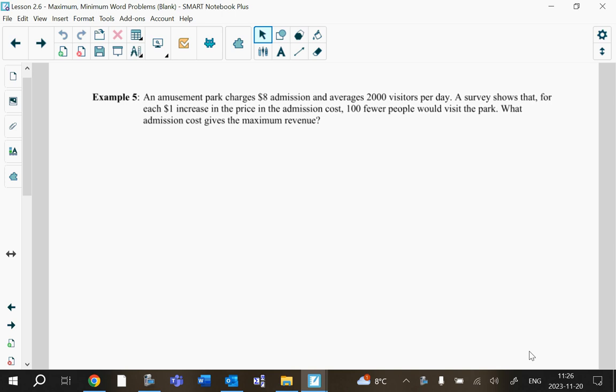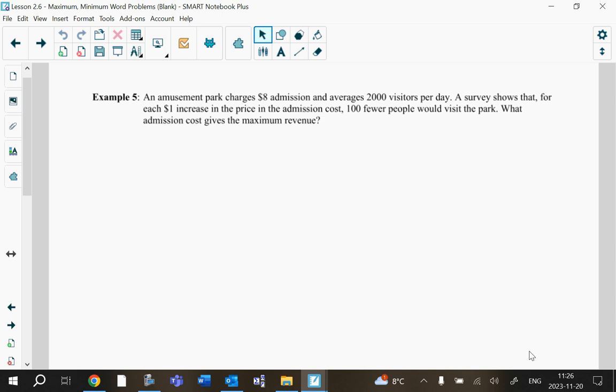So we had some questions where you were asked to find the vertex of a situation and explain what both words meant in terms of the problem. Then we went on, and in those problems, you were given the quadratic function. Okay? In these ones that we started in 2.6, you have to make the quadratic function before you go to the vertex.